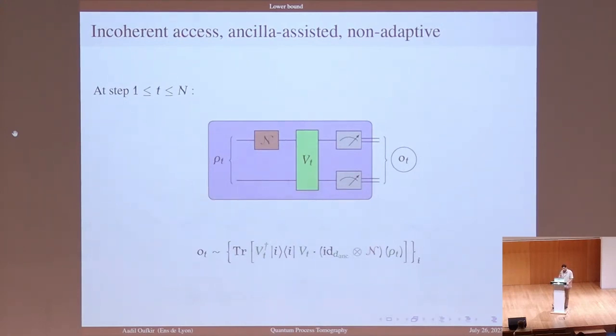Note that this probability distribution has two parts. One part is unknown, given in red, which is this unknown quantum channel we want to learn. And one part is chosen by the learning algorithm, given by the dimension of the auxiliary system, the input state, and the measurement device.